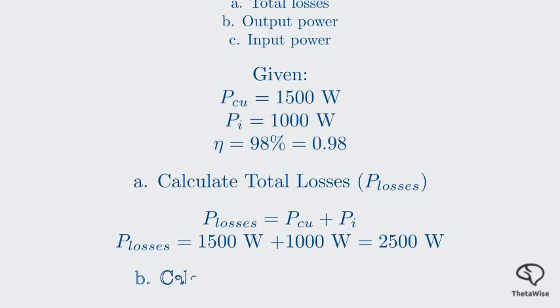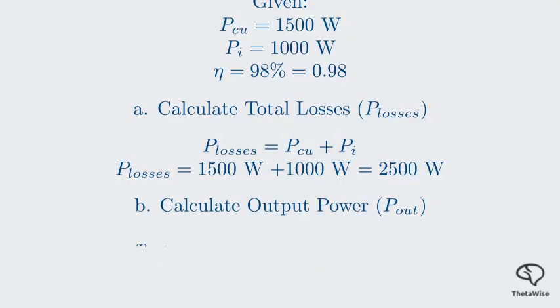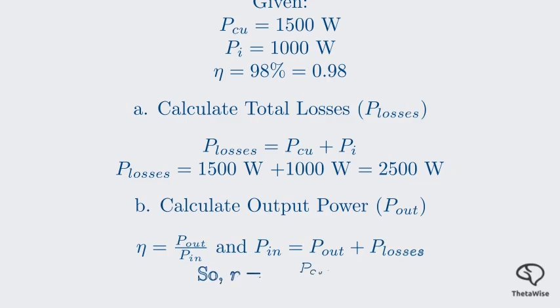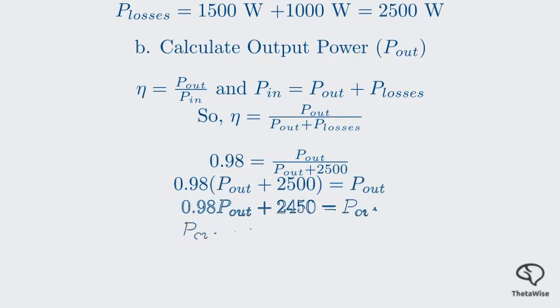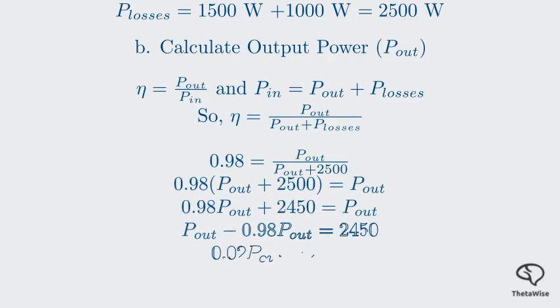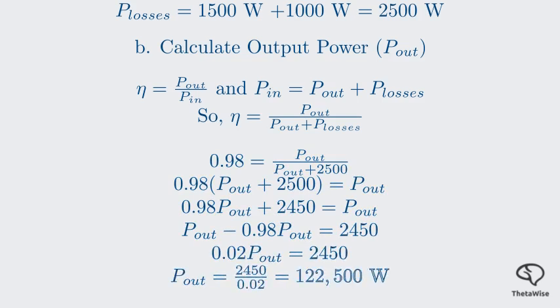Step 3. Calculate the output power. Here, we'll use the efficiency formula. The key is to rearrange it to solve for output power. The fundamental relationship is that efficiency equals output power over input power. We also know that input power is output power plus losses. We can substitute this into our efficiency equation. Now we can plug in our values and solve for P out. We have 0.98 equals P out divided by P out plus 2500. A bit of algebraic manipulation gives us an output power of 122,500 watts.